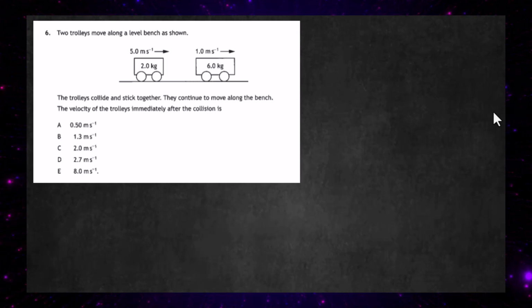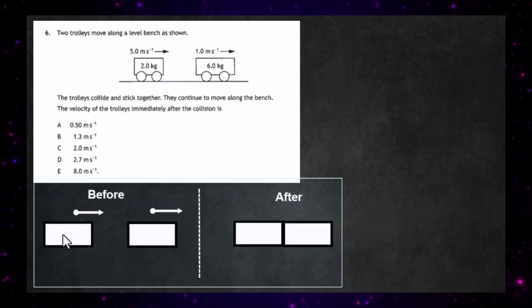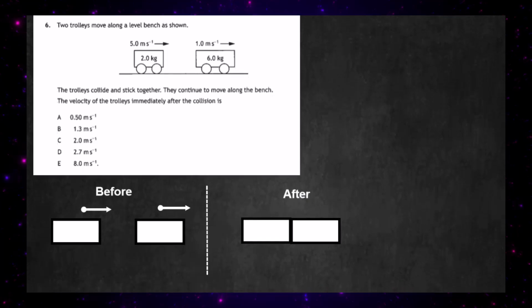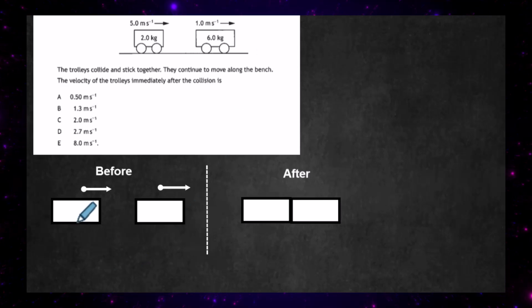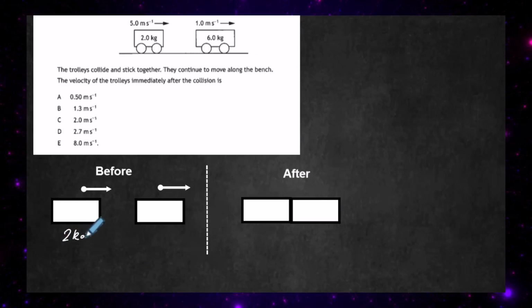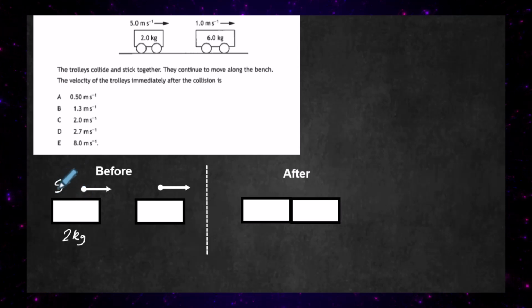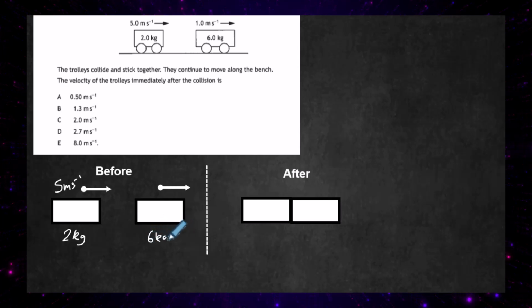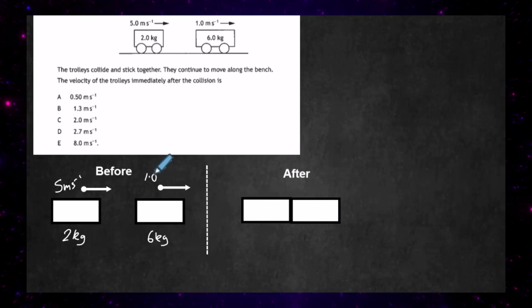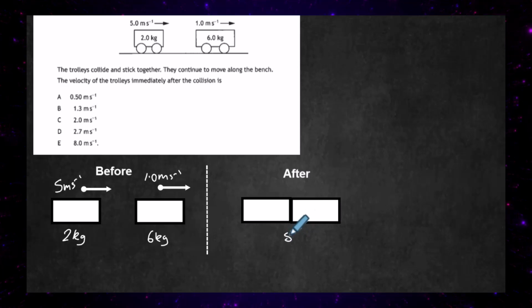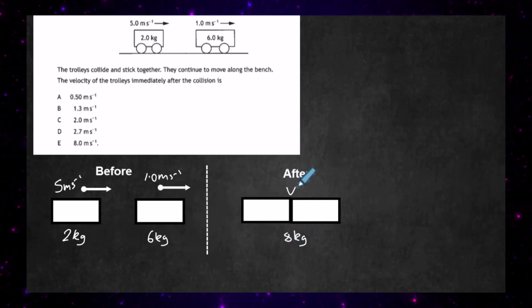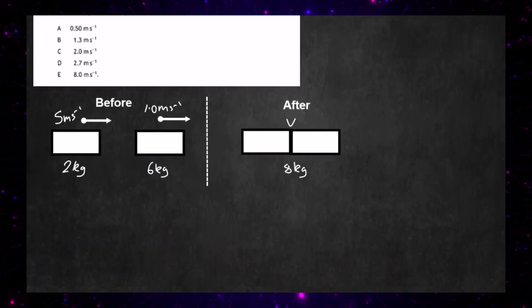So the first thing you do is draw a quick sketch of that. Here's my quick sketch here. And then you fill in all the details about those 2 trolleys. Well, we know it's going to have a mass of 2 kilograms for the first trolley, and it's going to be moving with a velocity of 5 meters per second. This second trolley here has got a mass of 6 kilograms, and it's going to be moving with a velocity of 1.0 meters per second. After the collision, they're going to stick together. It's going to have a total mass of 8 kilograms. And we don't know the speed v, but we'll find it out. We don't know which direction it is either. We trust in the mathematics of a momentum calculation.